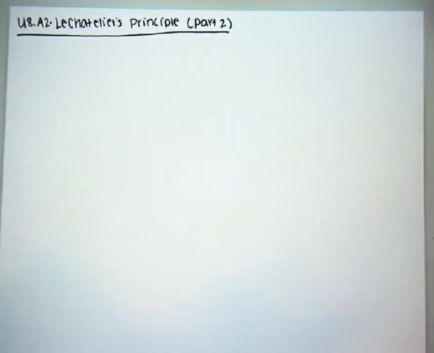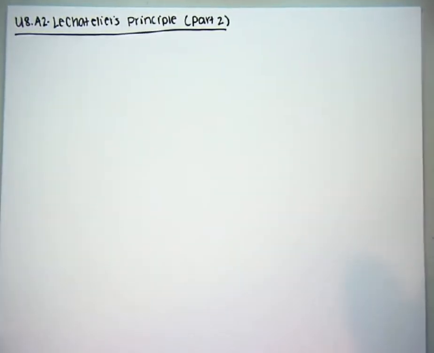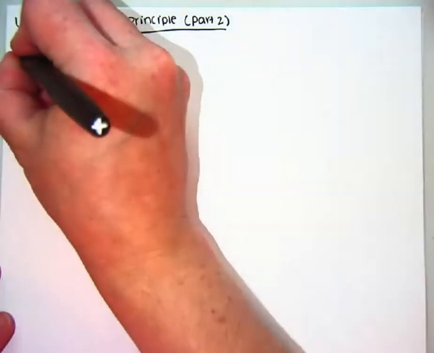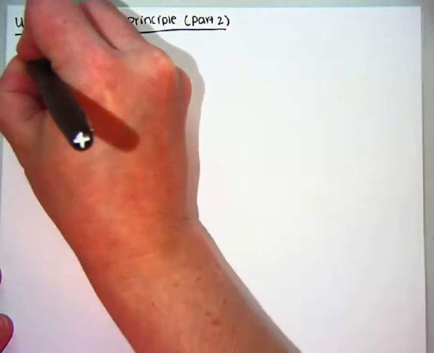So in this video, we are going to continue on with our previous lecture on Le Chatelier's principle. In the last video, we talked about what is Le Chatelier's principle. If a system at equilibrium is stressed, it will shift in order to reduce that stress. We also talked about how concentration and pressure can stress a reaction. So today we're going to talk about a few more factors, first of which is temperature.